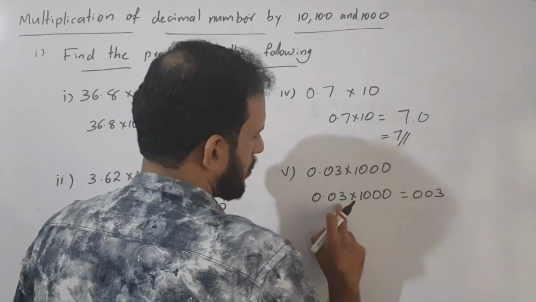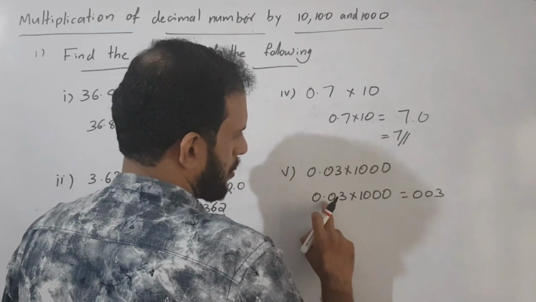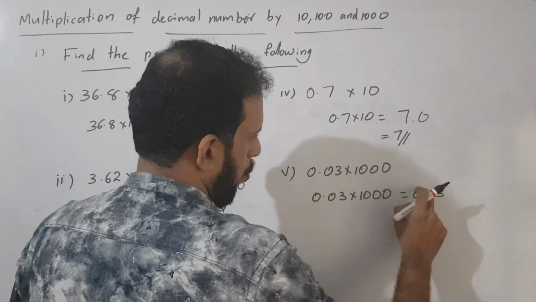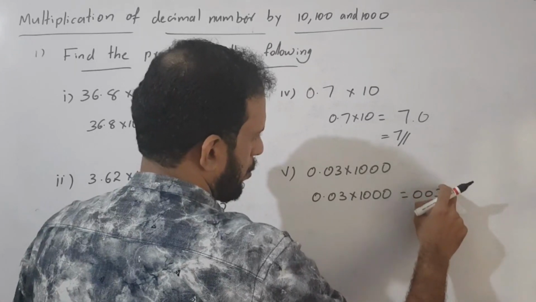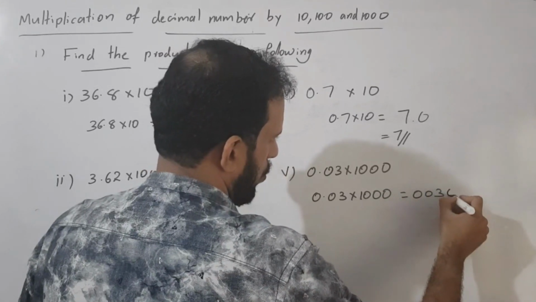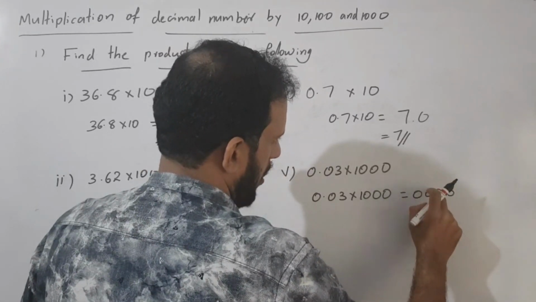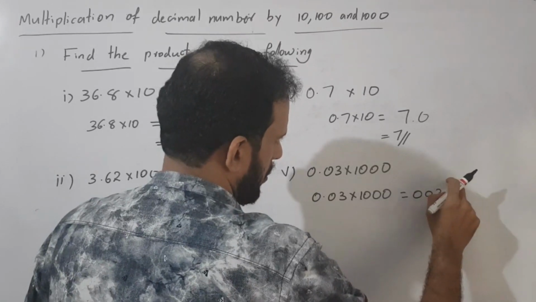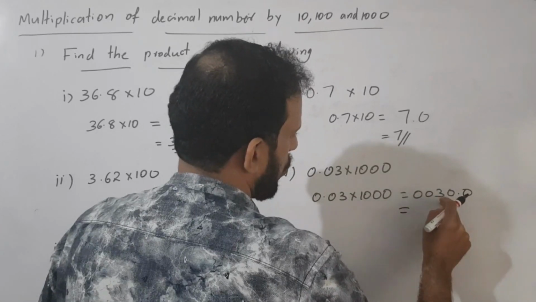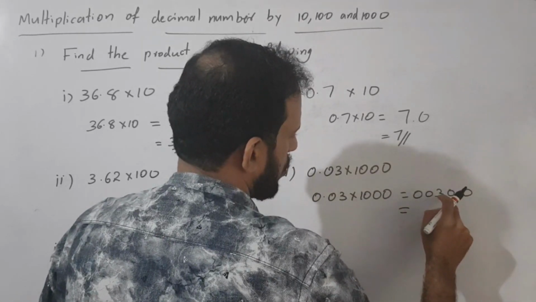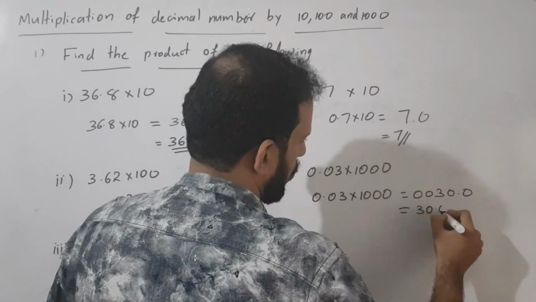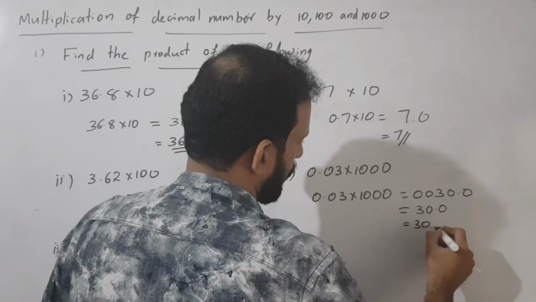003. Okay, then how many steps need to move back? 3 steps. 3 steps means the first step now is here 1, 2. There is no number to move the third, so we add a 0. Correct? Then 1 step, 2 steps, 3 steps. 0030. 0030 means 30. 30.0. 30.0 is same as 30.